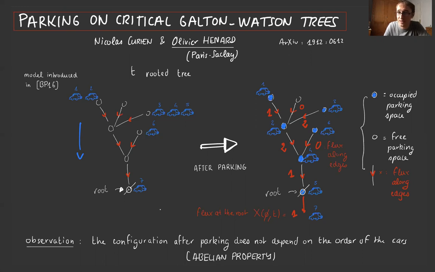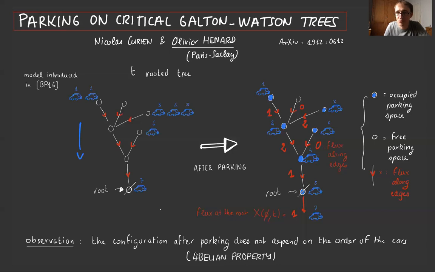The seventh car cannot park on the tree because the cars go down only, and so it contributes to the so-called flux at the root, X root of T, which is equal to 1. The other fluxes along the edges, that is the number of cars that traversed that edge, are denoted here in red. In the final configuration, you can find occupied parking spaces in blue, and free parking spaces are the complement of the occupied parking spaces.